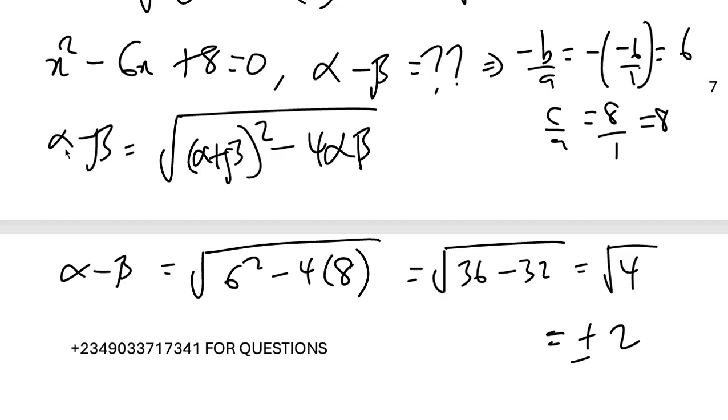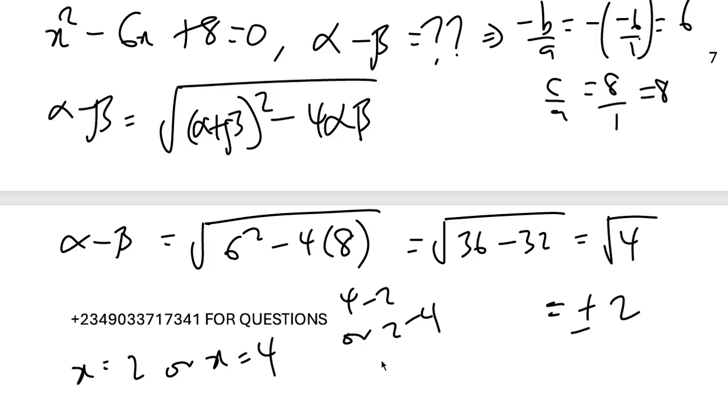And if you had even solved for the roots of this equation, you would realize that the roots are x equals 2 or x equals 4. So if you find the difference between these roots, it's either 4 minus 2 or 2 minus 4. It depends on which side you are taking it from. That's why the answer is plus or minus 2. But the absolute answer is 2. Okay, right?